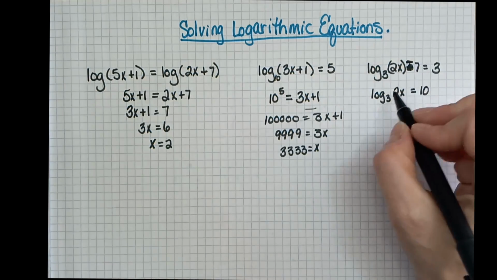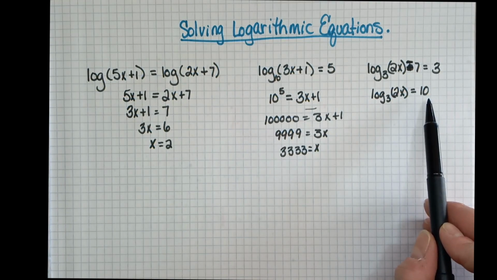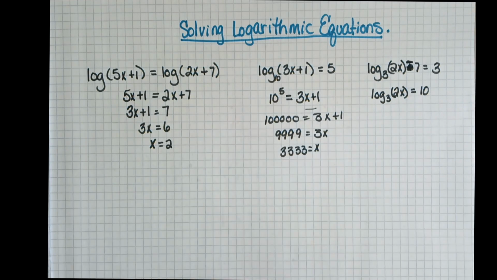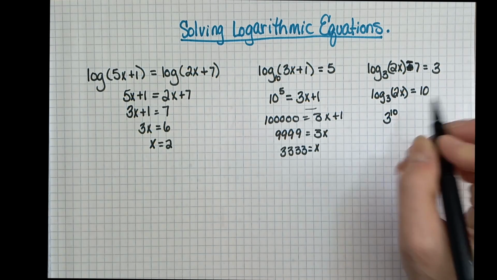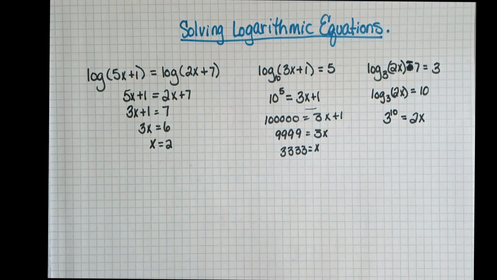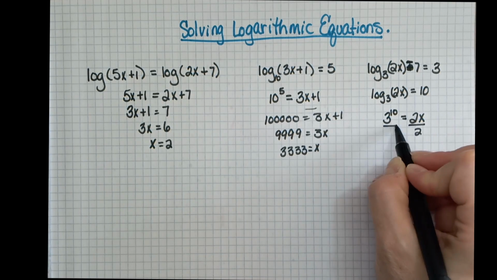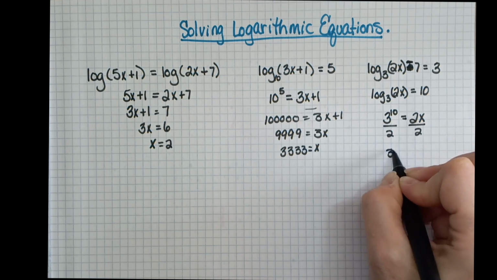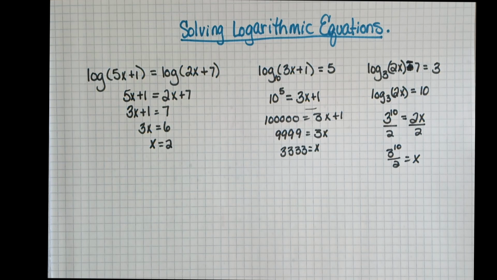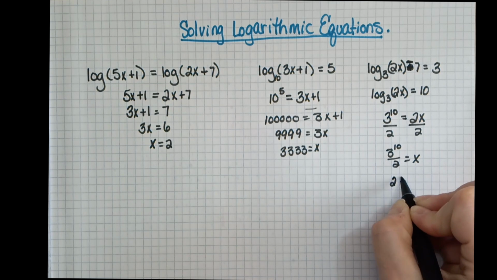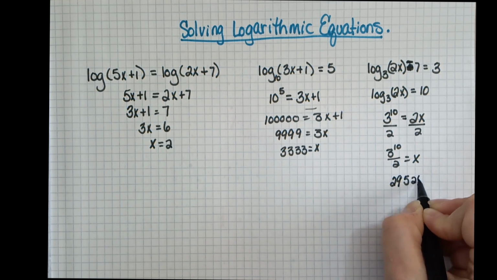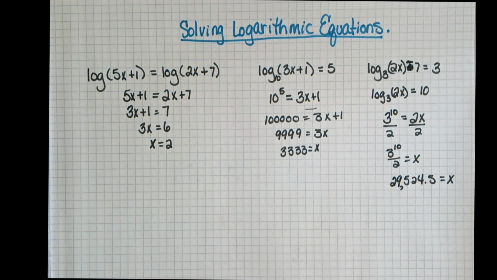Now I have a log that I can change into an exponential function because it's on one side by itself and equal to a number. So I can say 3 to the 10th power equals 2x. So 3 to the 10th power, I don't know what that is, but let's divide out that 2 first. So we get 3 to the 10th power divided by 2 equals x, and we can grab our calculator and do that. Let's do 3 to the 10th power divided by 2, and we get 29,524.5 equals x. And that is how you solve logarithmic equations, by converting them and changing them.